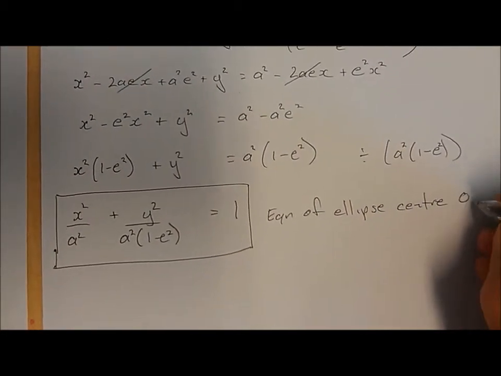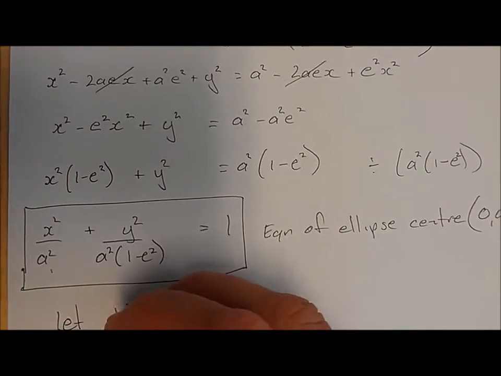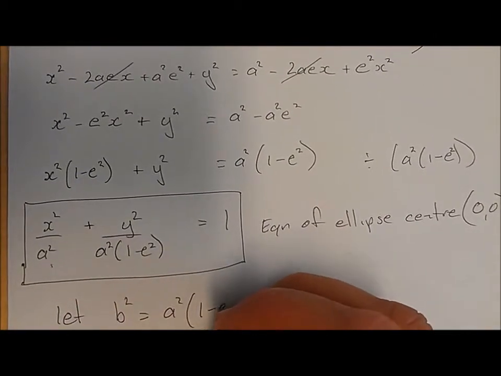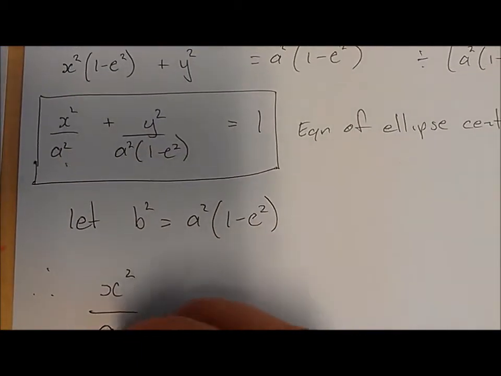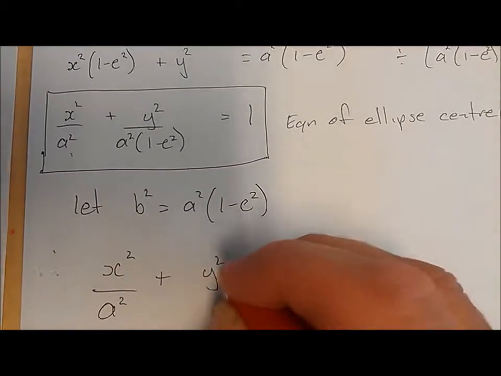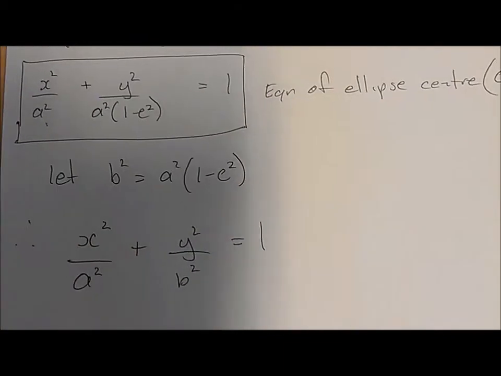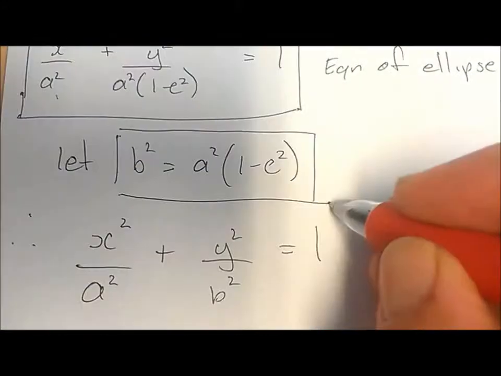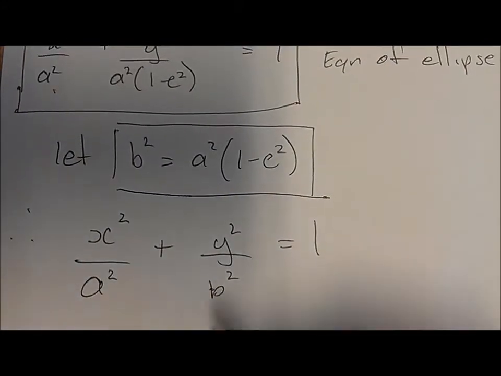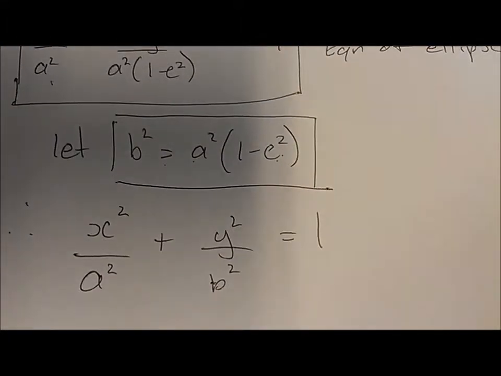centre (0, 0). Now at this point, to make this a little bit simpler, I can let b squared equal a squared (1 minus e squared), and so therefore I get x squared over a squared plus y squared over b squared equals 1. Okay, so now we have a nice little equation of an ellipse, and this is important because it tells us what the b squared stands for, and it also links our a and our e together in a nice little formula. So we'll come back and use that formula.